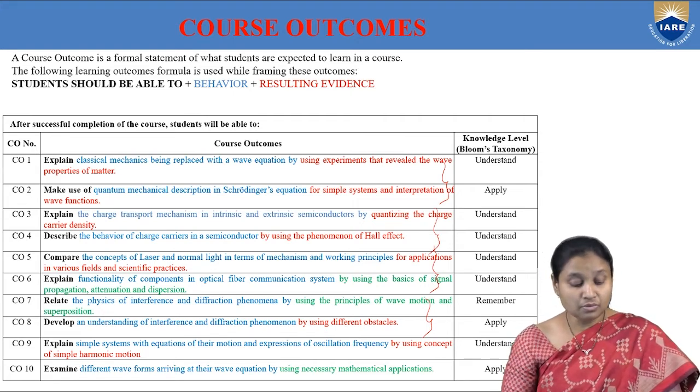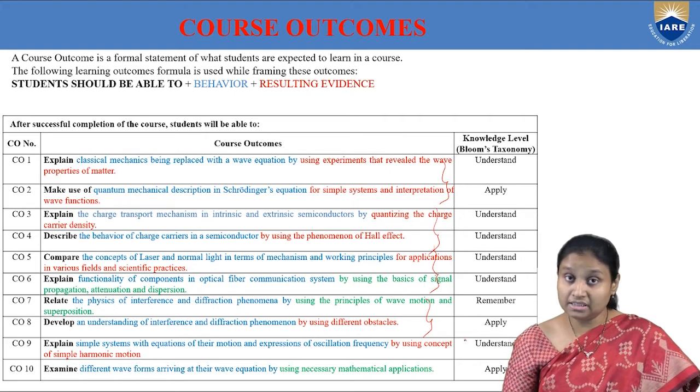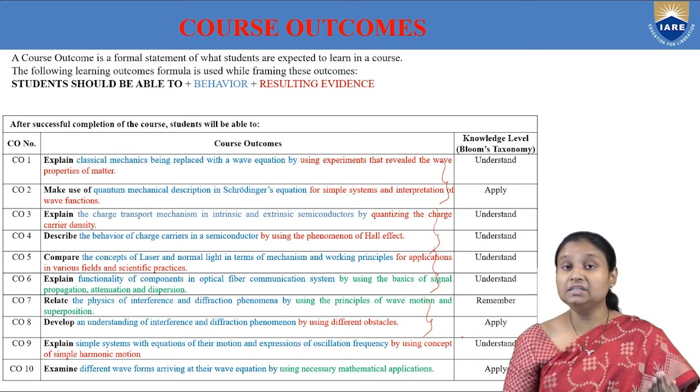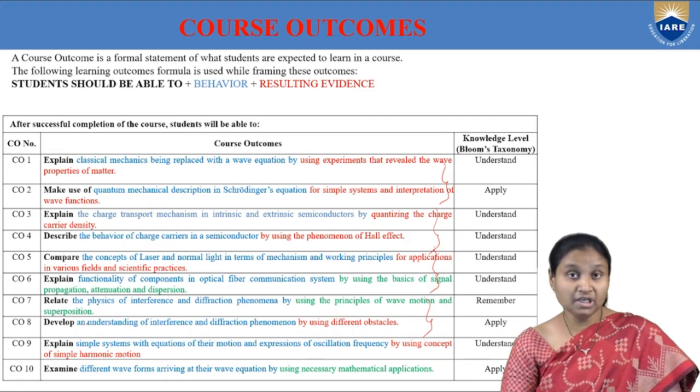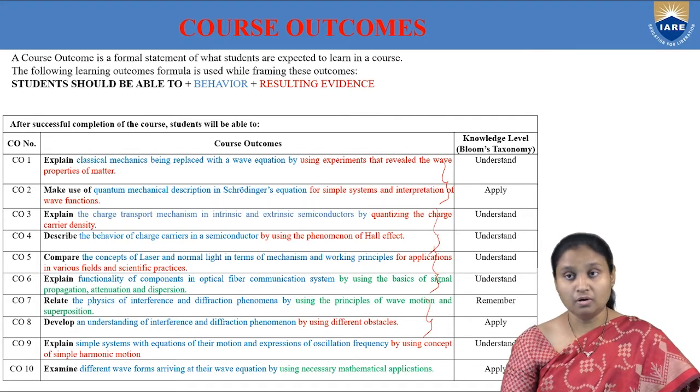And then coming to course outcome 8, which comes under Apply. Whatever they have learned in their plus 2 level, they are going to apply it. In what way are they going to apply? They will develop an understanding of interference and diffraction phenomena by using different obstacles.